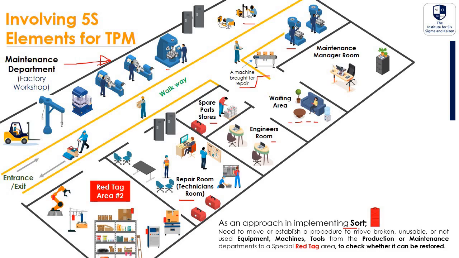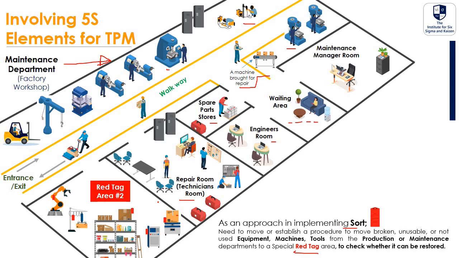Now, as an approach in implementing SORT, first of all, we need to establish a procedure to move the broken, unusable or not used equipment, machineries, then tools from the production or the maintenance department to a special red tag area. Now, in the factory workshop, we need to arrange a special storage room or a storage area to temporarily store the red tagged products.